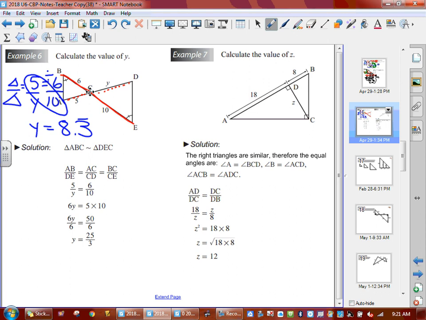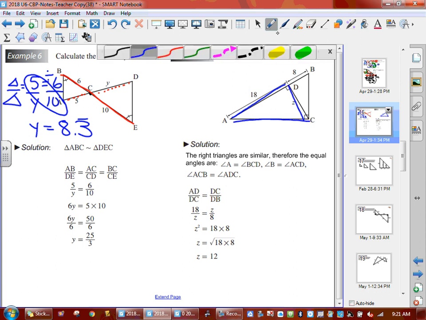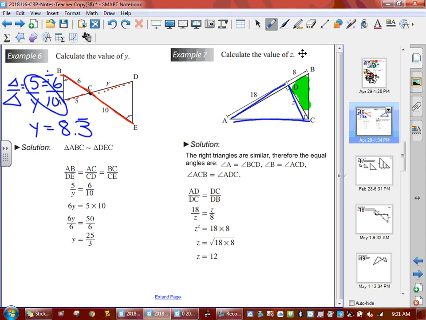So this guy is Z. And which ones are we comparing? A to D and B to C. Okay, so we're comparing this line and this line. So we're doing this triangle to the teeny triangle, to this guy right here. So we're not even using the big giant triangle out around, I don't think.